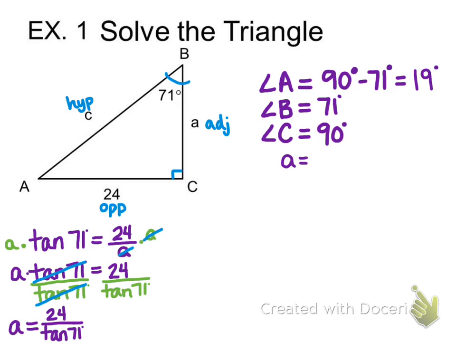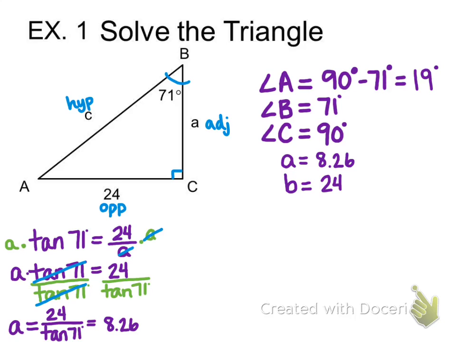Before I type this in my calculator, I need to make sure that I'm in the right mode. All of this section we're going to be in degree mode since we're solving triangles and application problems. So you're going to type 24 divided by tangent 71, and you should get that side A is approximately 8.26. Okay, side B was given, that was 24.